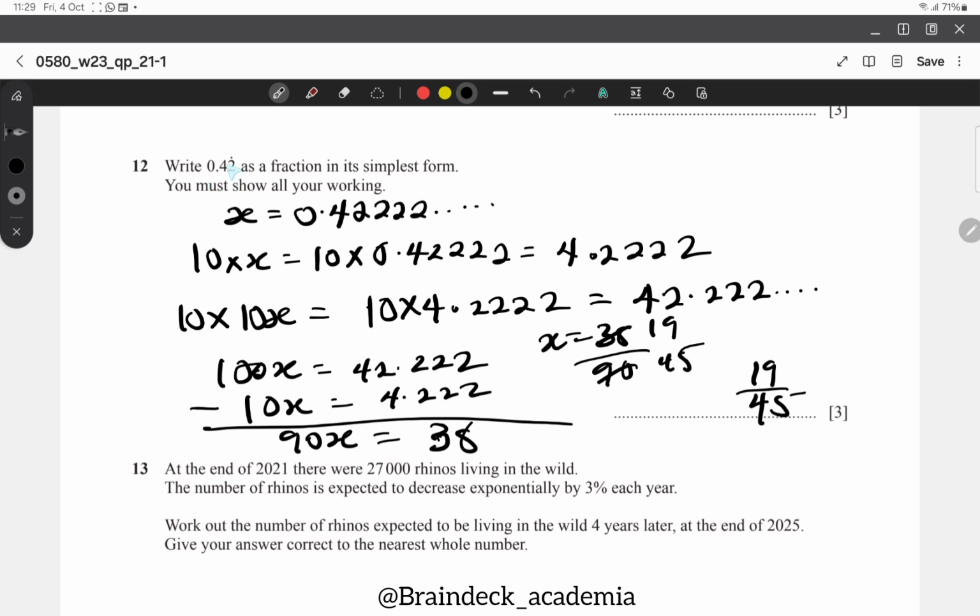Whenever you are trying to change a recurring decimal to a fraction, you keep multiplying the two sides, the x side and the decimal side, by 10 until you have two rows that have similar recurring decimals, and it's those two rows that you subtract from each other to find your fraction. Then you find the x. So it's as simple as that. All right, let's move on.